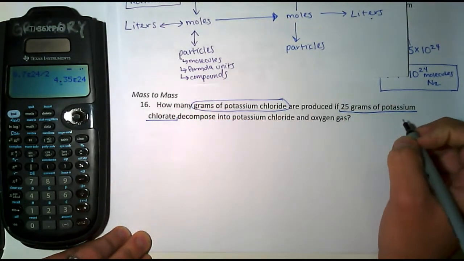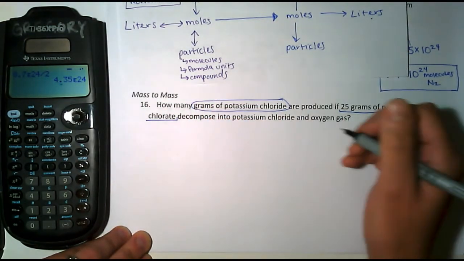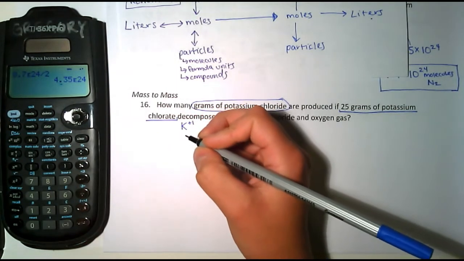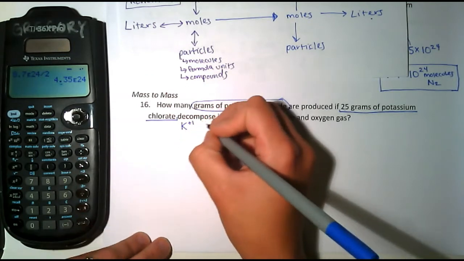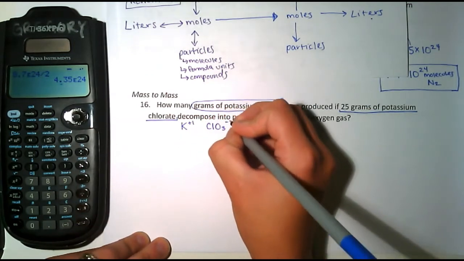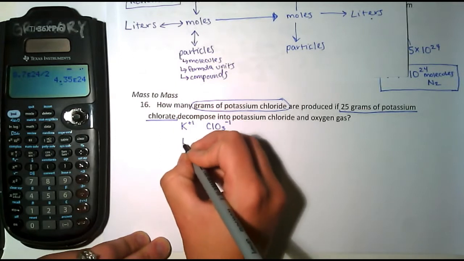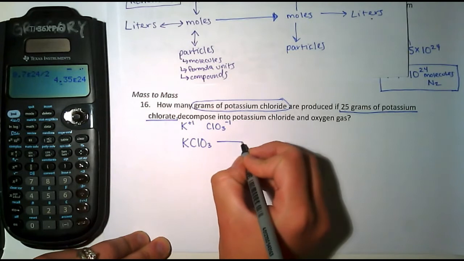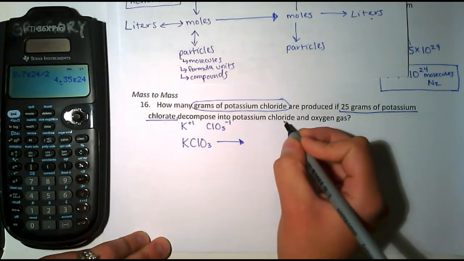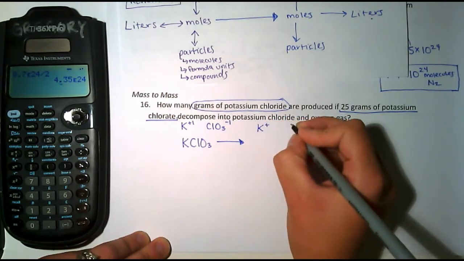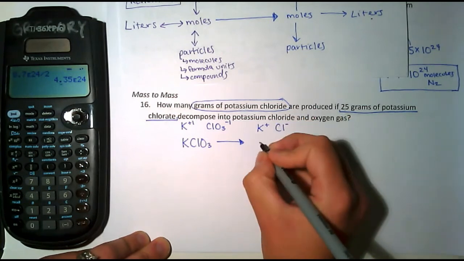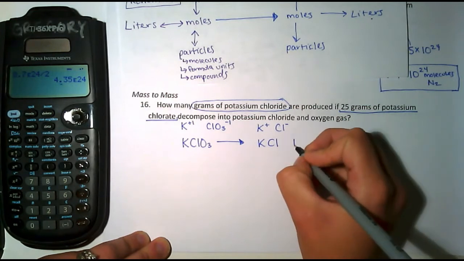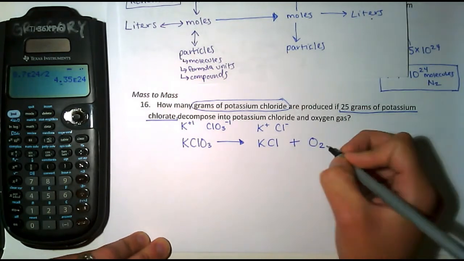Now let's write our chemical equation. We have potassium chlorate. So potassium is K with a +1 charge. And then chlorate is ClO3 with a -1 charge. So when we crisscross, we get KClO3. And this is decomposing, so it's breaking apart into potassium chloride, K+, bonded to chlorine, so KCl, and oxygen gas, which oxygen is a diatomic, so that's going to be O2.